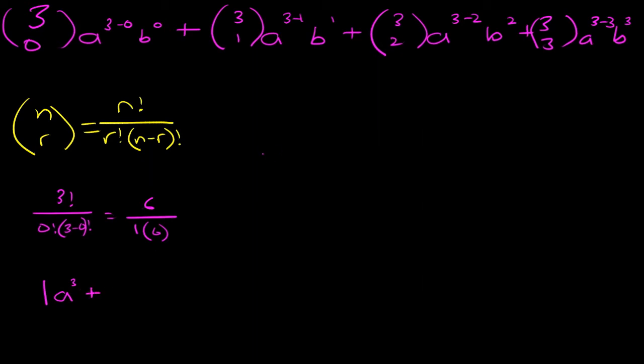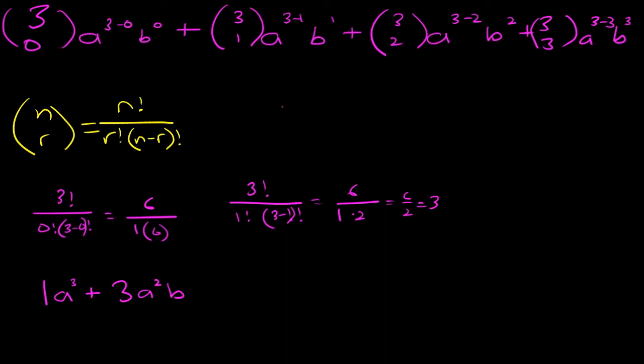Plus, well, 3 choose 1 is just 3 factorial over 1 factorial times 3 minus 1 factorial. Well, 3 factorial is, again, 6. 1 factorial is 1, and 3 minus 1 is 2, factorial is 2. Meaning this is 6 over 2, which is equal to 3. So then you have 3 times a to the power 3 minus 1, which is just a to the power 2, times b to the power 1, which is just b.